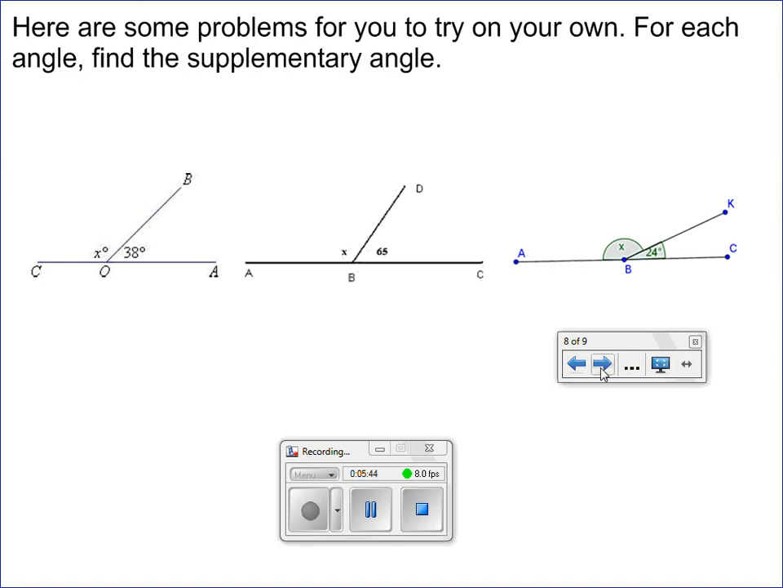Yes, you guessed it. Here are some problems for you to try on your own. For each angle, find the supplementary angle. So put the video on pause and leave it on pause until you have completed all three problems.